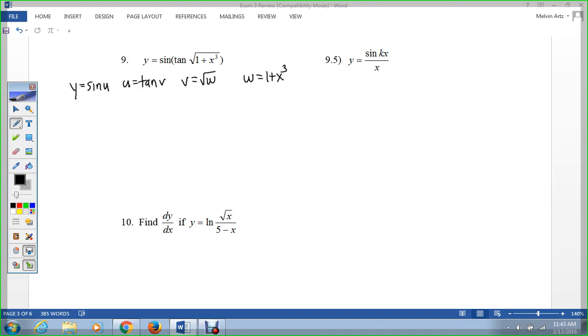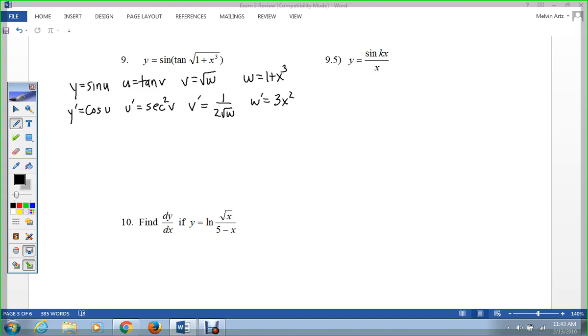So first we'd have the derivative of sine of u, cosine of u. There's our y prime. U prime would be secant squared of v. V prime would be 1 all over 2 square roots of w, and then w, the derivative is 3x squared.